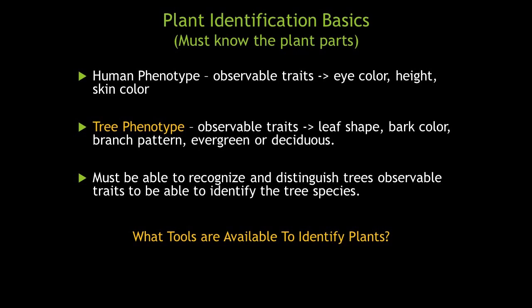We'll get about opposite or alternate, evergreen or deciduous. If it's evergreen, it means it's green year-round. Deciduous means it drops its leaves periodically, usually during the fall. But you need to be able to recognize and distinguish trees by discernible traits in order to identify the species, and that's what we're going to talk more about.